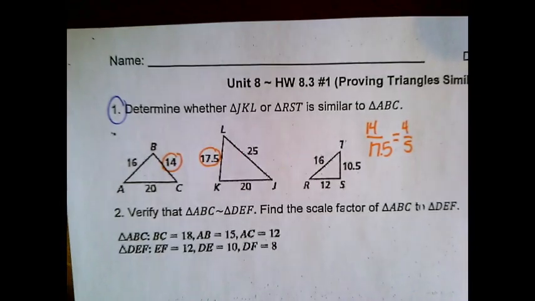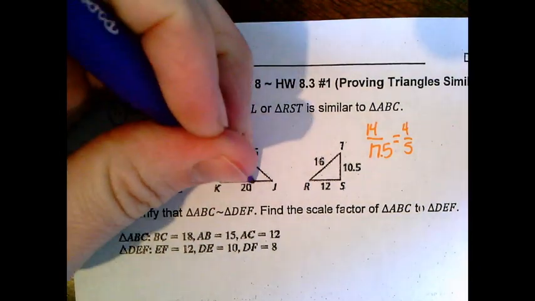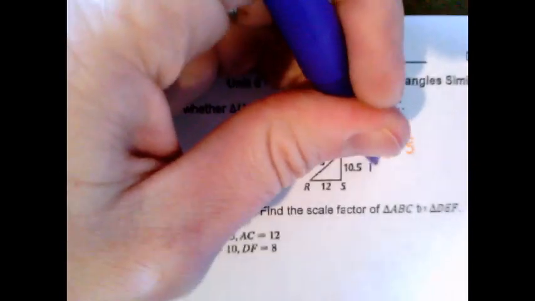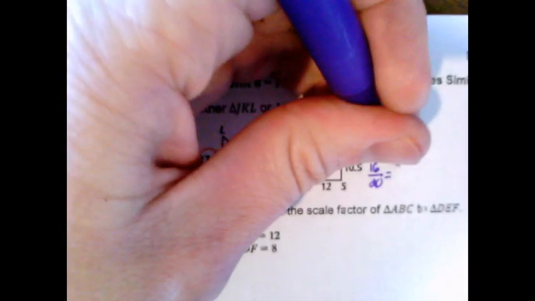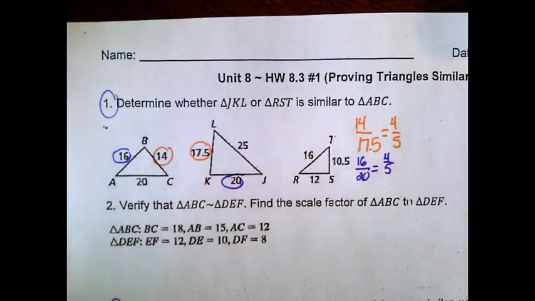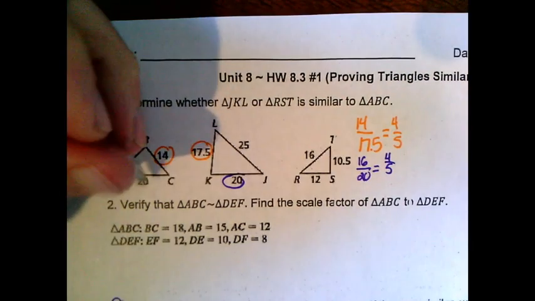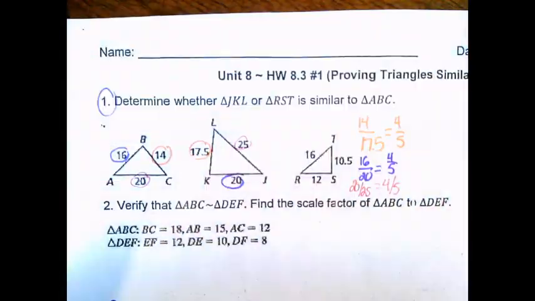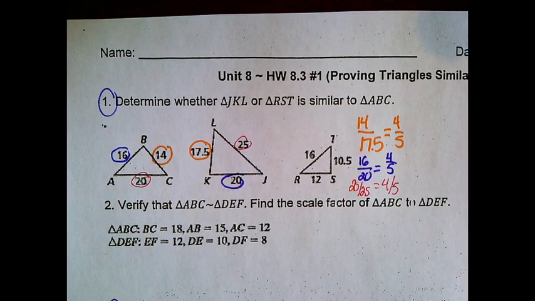Then we're going to do our mama bear, which is our medium size number, or middle number, which would be 16 and 20. I'm going to take 16 over 20 and simplify that, and that gives me 4/5. Then I'm going to simplify my biggest terms, which are 20 and 25, and that simplifies to 4/5. So these two triangles are similar. They all simplify to the same thing.